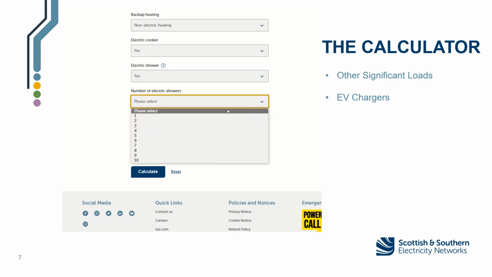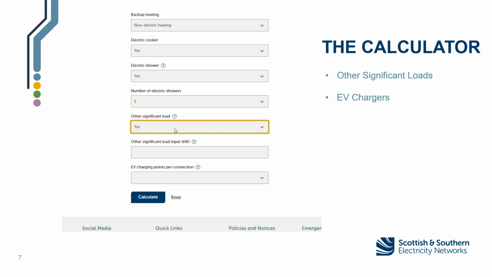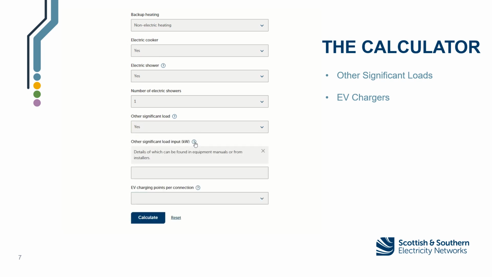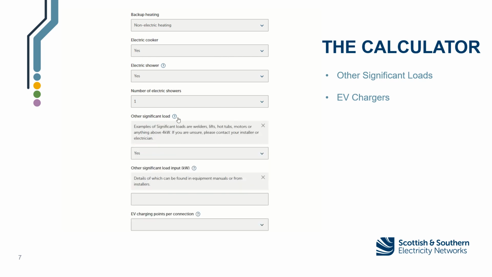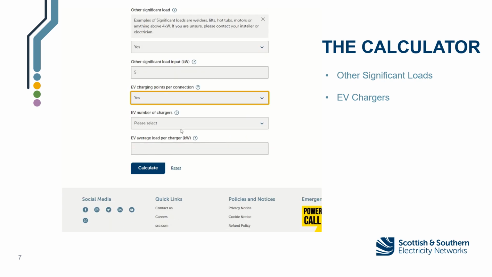So moving down, you've also got other significant loads. Now this is anything that doesn't connect into a 13 amp socket. You've got the choice to answer yes, no, or maybe. If you answer yes, it will ask you about the input power for that. We're only really interested in anything above the 4 kilowatt mark, and I think this only adds anything into the power if it's above 5 kilowatts. But if you select yes, you would have to enter it there.